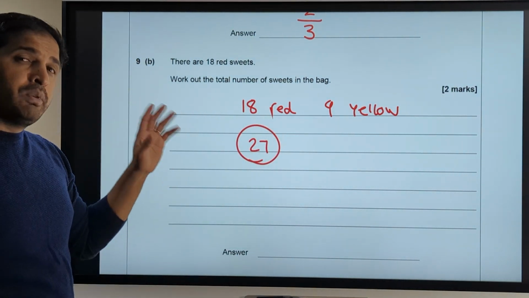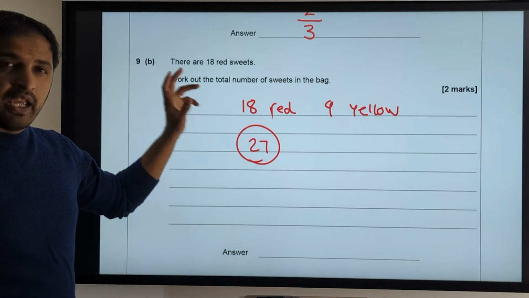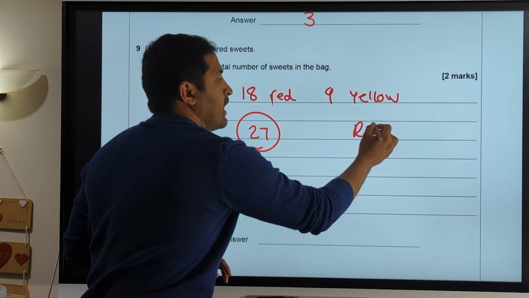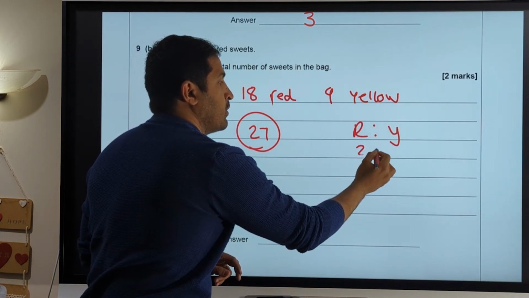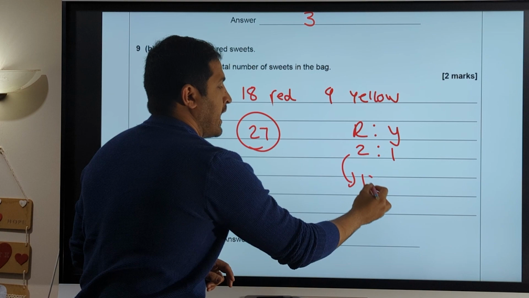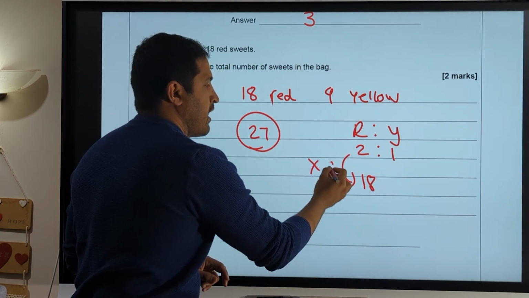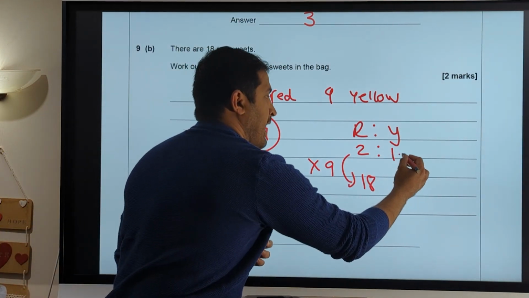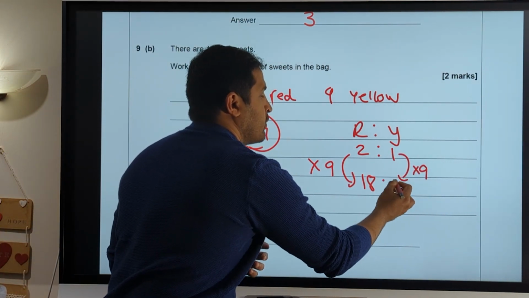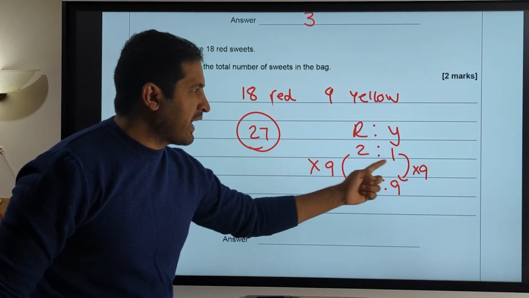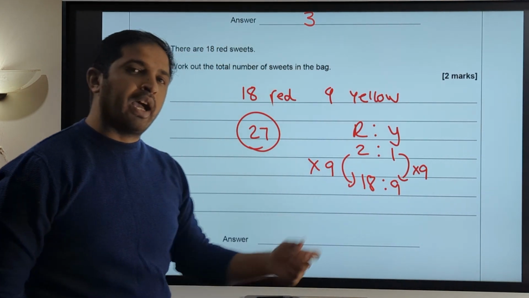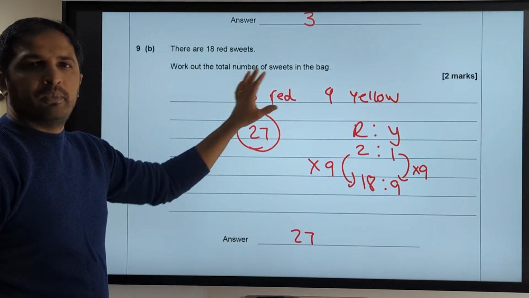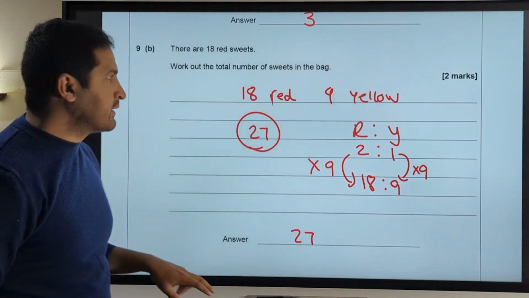But if this was meant to be slightly later on in the exam paper and you're not sure about it, we follow this ratio thing. So we're saying the red to yellow is 2 to 1. We're going from 2 to 18. Why am I multiplying 2 by 9? You're doing the same thing on both sides of the ratio, similar to fractions. So we're going to multiply 1 by 9 as well, and you end up getting 9. So how many sweets do we have in total? If you have 18 red, you will have 9 yellow. So total is 27. But that's perfectly fine as well. If you understand it and get it, you get those 2 marks.